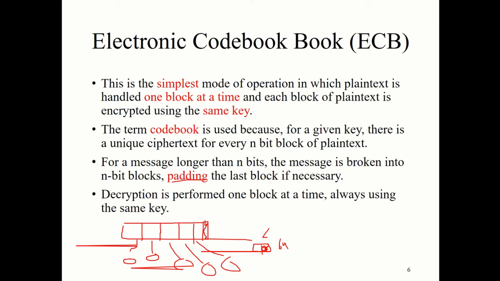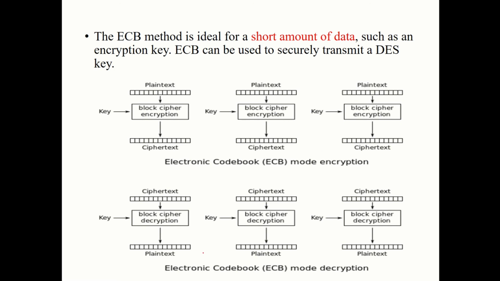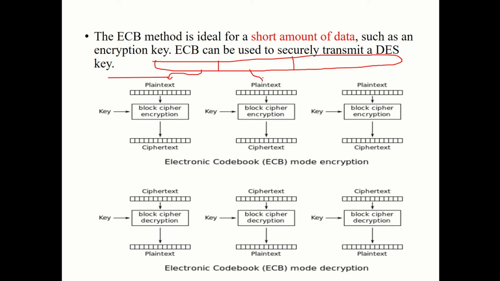Let's have a look at the diagram. This is how it works. You have the data, and you split it into blocks. Each block goes into a separate encryption, using the same key for all blocks. You give it to the encryption algorithm, either DES or AES or any encryption algorithm, and this is the ciphertext.